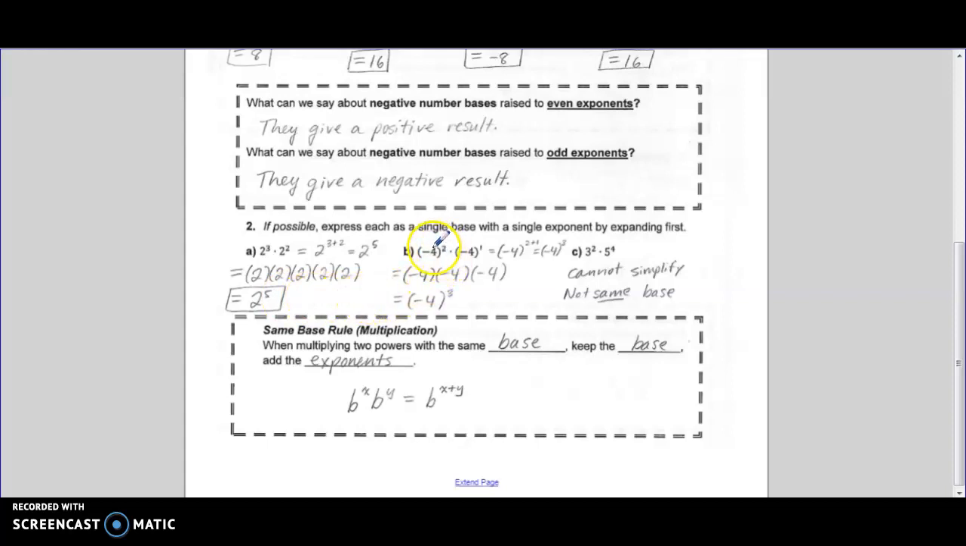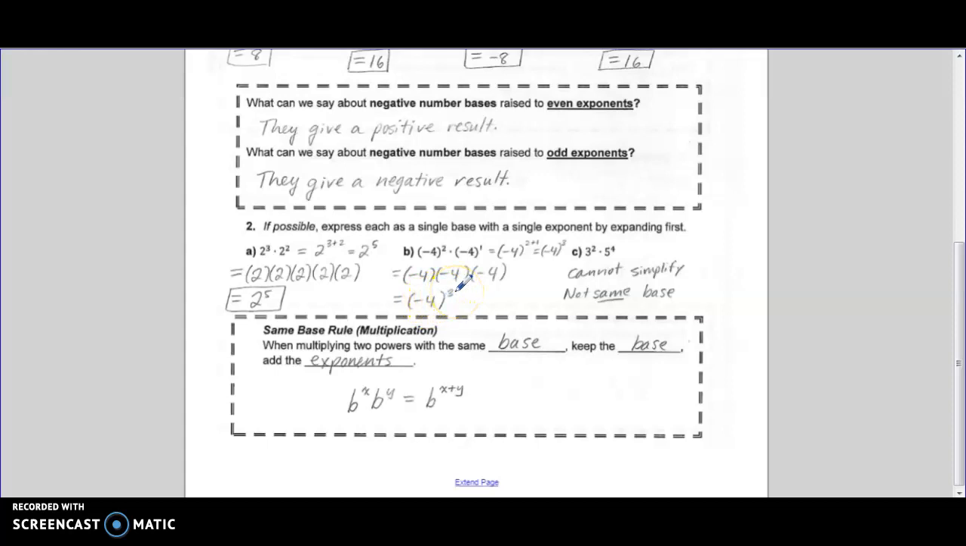For b, we have negative 4 squared and negative 4 to the power of 1. So if we expand negative 4 squared, it gives us negative 4 times negative 4. Negative 4 to the power of 1 is just negative 4. So now we have 3 negative 4's multiplied by one another. So to simplify that, it's simply negative 4 cubed.